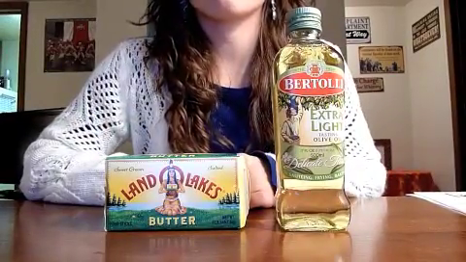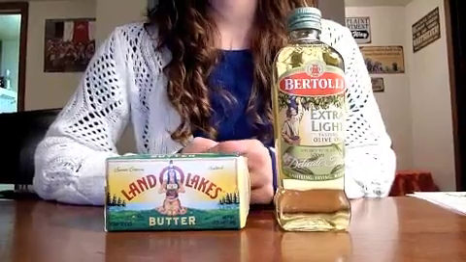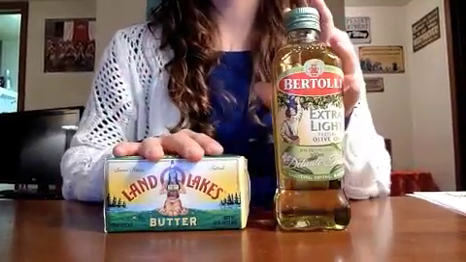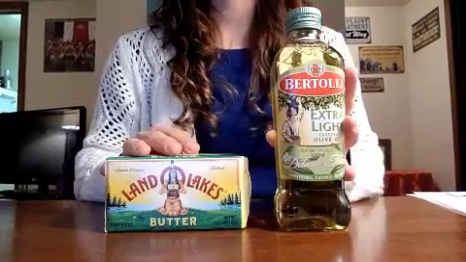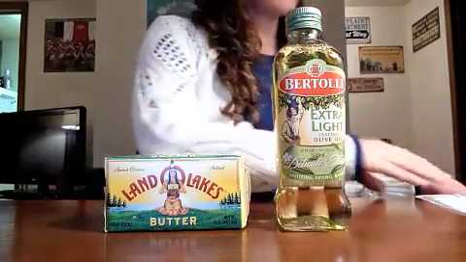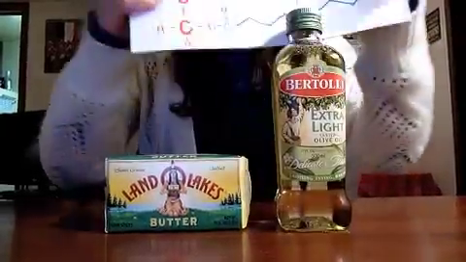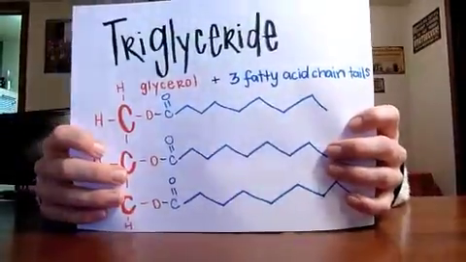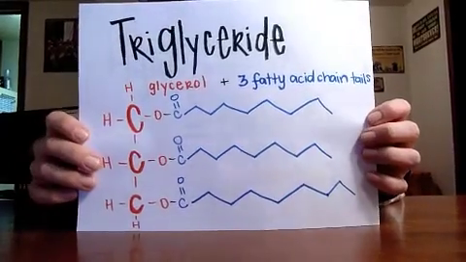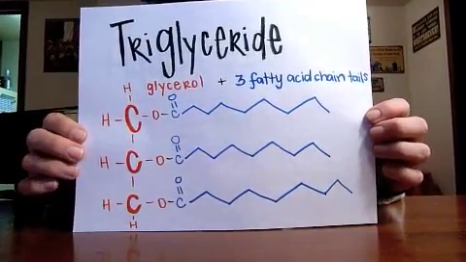Lipids are fats that are found with varying structure and function. These fats are found in butter and olive oil in the form of triglycerides. Here I have a picture of the structure of a traditional triglyceride. Each triglyceride consists of 3 fatty acid chain tails attached to one molecule of glycerol.